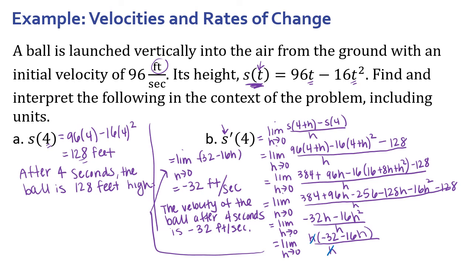And at this point, you might be wondering, why is it negative? Well, it's negative because that shows the ball is falling. Velocity has both direction and speed. So it's falling at a rate of 32 feet per second is what that means.